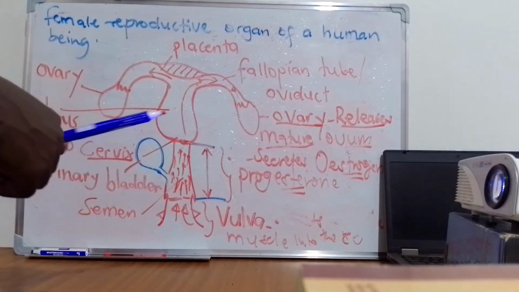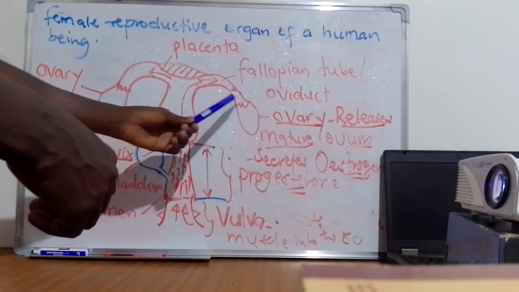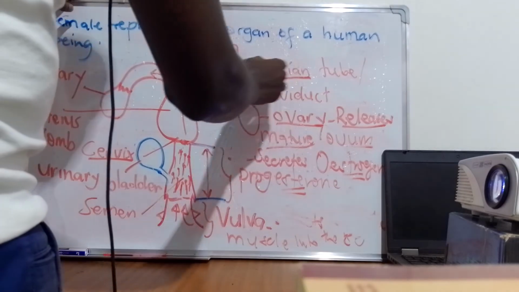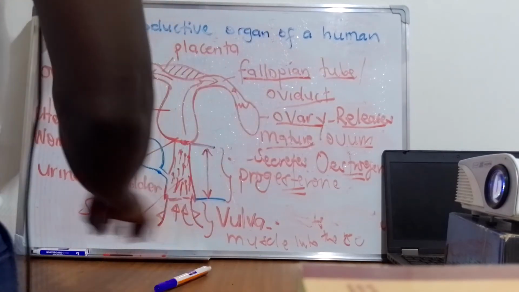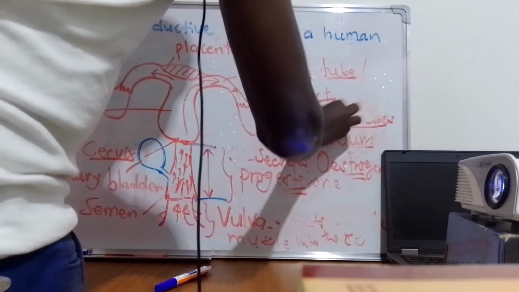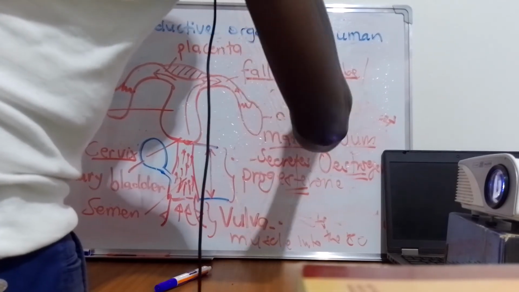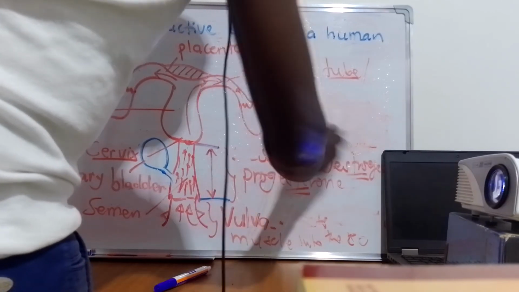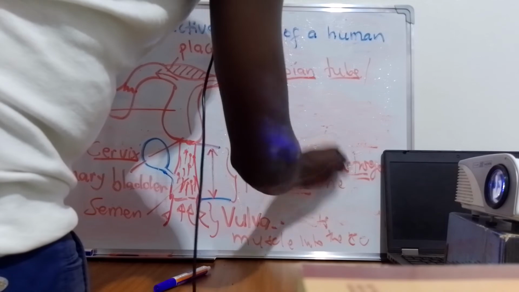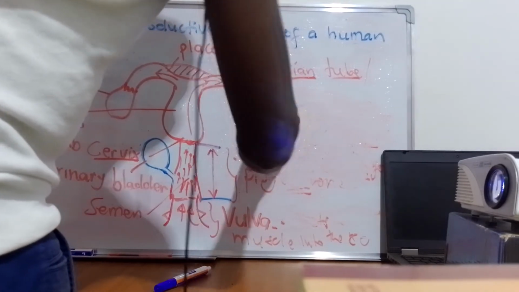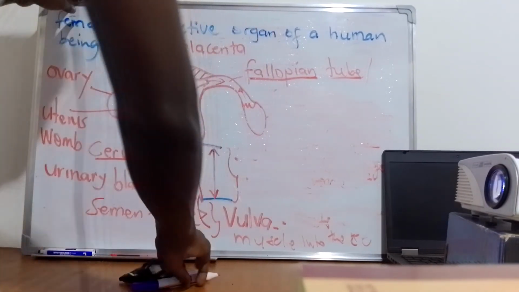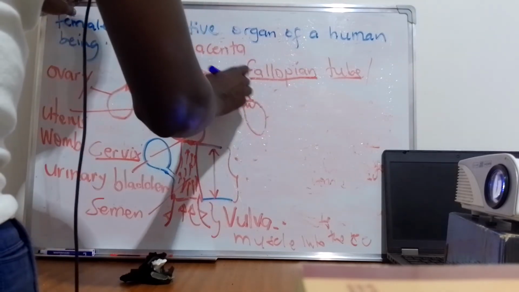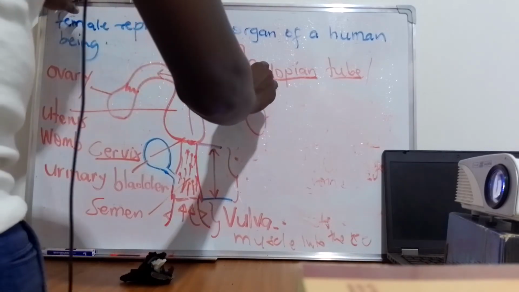Oviduct or fallopian tube. This provides space where fertilization takes place. The fallopian tube and oviduct provide space. Let's see what we can do. Good. I think I can rub this. Good. The fallopian tube provides space from here. Fertilization takes place around here. Provides space.